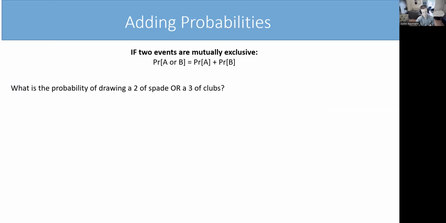For example, what is the probability of drawing a 2 of spades or a 3 of clubs? The probability of drawing a 2 of spades is 1 in 52. The probability of drawing a 3 of clubs, assuming that we're putting the card back after we draw it, is 1 in 52. So if you're adding probabilities together, the probability of A or the probability of B, if you see "or," that means we're adding. Or means add. Probability of 2 of spades plus probability of 3 of clubs, that's 1 in 52 plus 1 in 52. That turns out to be, unsurprisingly, 2 in 52.